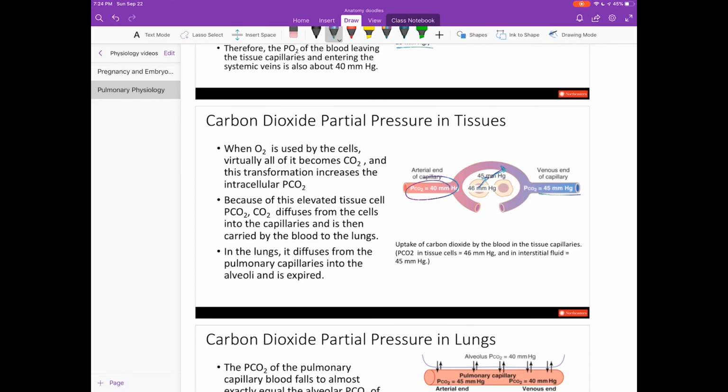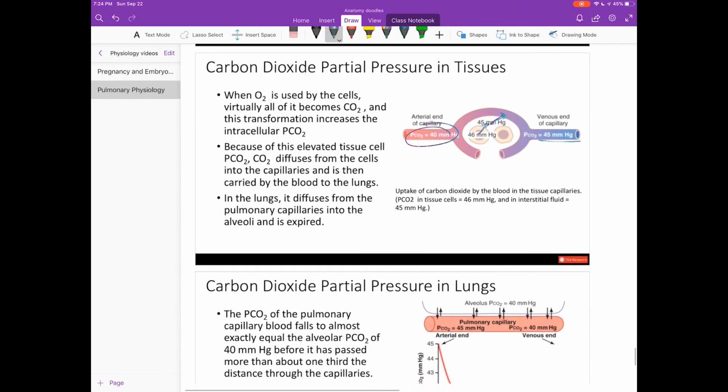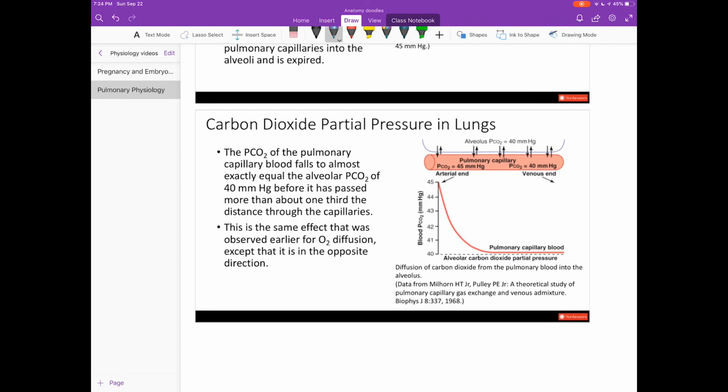But the reason why we don't need a huge amount of pressure is because carbon dioxide diffuses very, very readily. So now let's go all the way back into the lungs. The partial pressure of carbon dioxide in the blood is 45, but the partial pressure of carbon dioxide in the air in the alveolus is only 40. And yet, because carbon dioxide moves really easily, it can move readily from a 45 to a 40 partial pressure across the membrane.